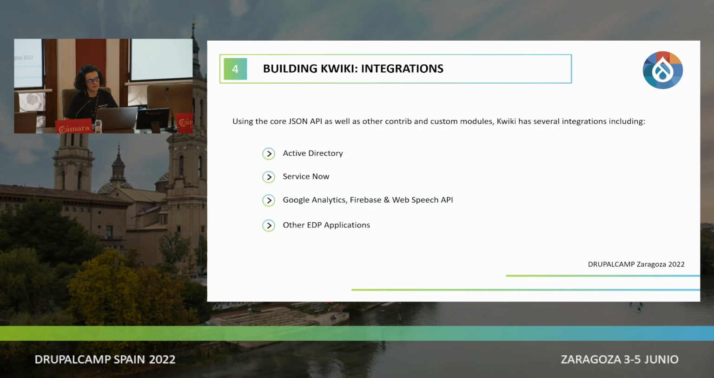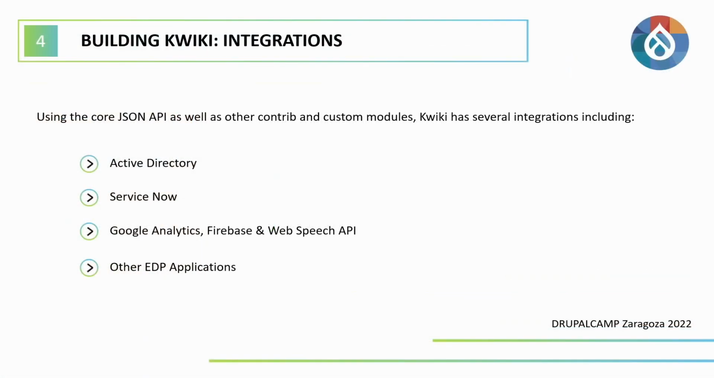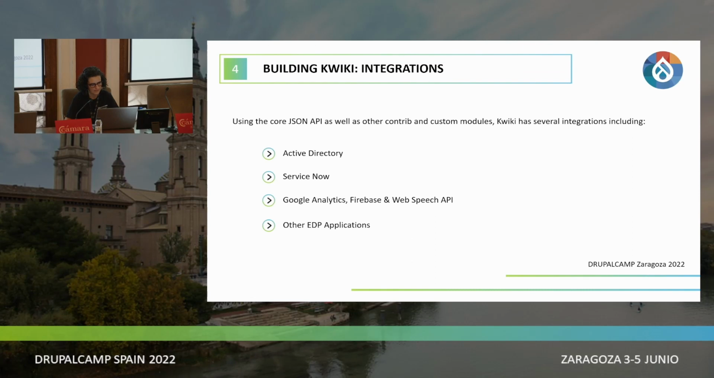As for integration, we are using the core JSON API as well as other contrib and custom modules. We are integrating with Active Directory, and that is the client's main user management system. We are also, like I was telling you before, integrating with ServiceNow. There's also Google Analytics, Firebase for the notifications in the Cordova app, and the Web Speech API for the voice search.